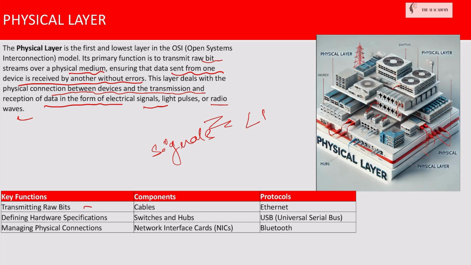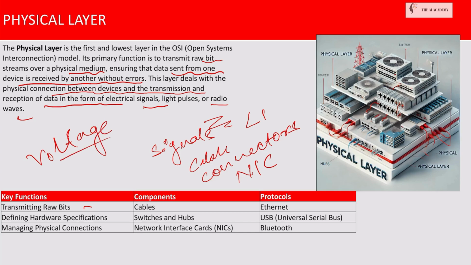This layer defines the hardware standards for network devices, including cables, connectors, and network interface cards, NICs. And it also handles the physical aspects of network connections, such as voltage levels, timing of signals, and the physical layout of the network. The components of the physical layer are the cables for data transmission, including twisted pair cables, Ethernet, coaxial cables, and fiber optic cables.